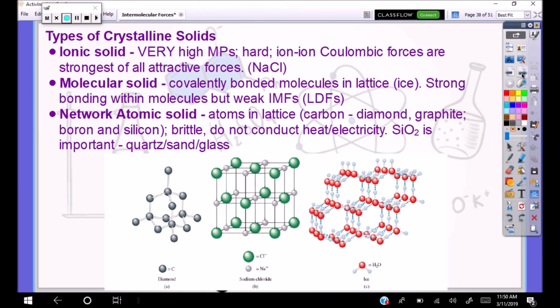Network atomic solids, these are things like carbon or silicon dioxide. So carbon has 3 different allotropes that we'll talk about. Diamond and graphite are 2 of them. These tend to be brittle. They don't conduct heat or electricity. We also have silicon dioxide, which I talked about as well, and that's found in both quartz, sand, and glass.